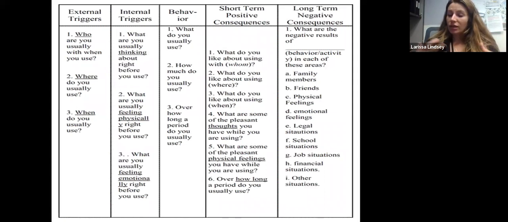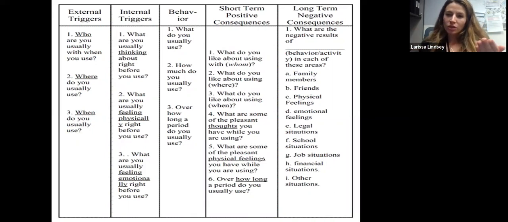So you see here, in the last time that you used, let's go through and collect some of this information. Who were you with? Where were you? When was it? Let's talk about some internal triggers. What were you thinking about? What were you feeling physically? What were you feeling emotionally? What were the behaviors that you were engaged in? And then what were the short-term and the long-term consequences?